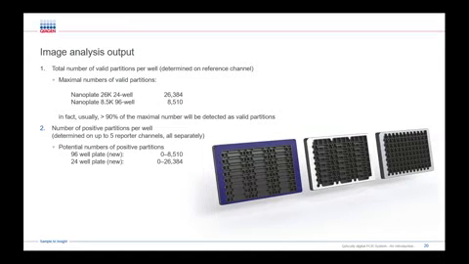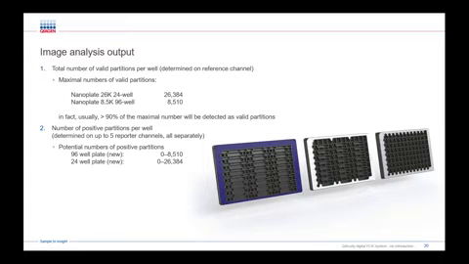What is the outcome of a digital PCR experiment using the QIAcuity system? There are primarily two numbers which play an important role for the subsequent analysis. The first one is the number of PCR reaction mix filled, which means valid partitions. Based on the plate type which you have selected, this can be either up to 26,384 or 8,510 partitions.